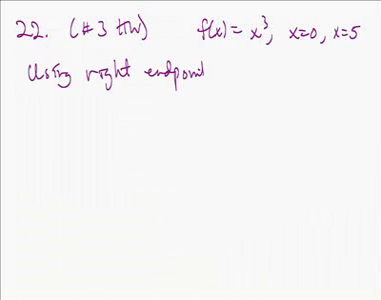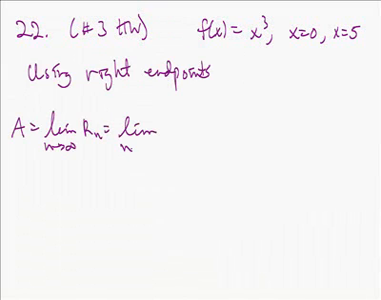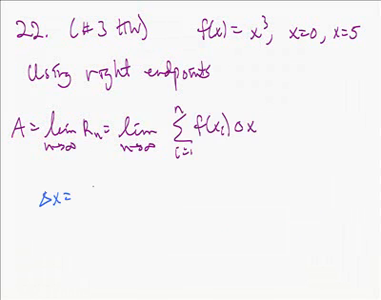So remember what we said for the right endpoint formula, that the area A is going to equal the limit as n goes to infinity of R sub n, which is the limit as n goes to infinity of the sum i goes from 1 to n of f of x sub i times delta x. So we need to figure out a few things. We first need to figure out delta x. Well, delta x, remember, is b minus a over n. So in this case, your b here is 5, your a is 0.